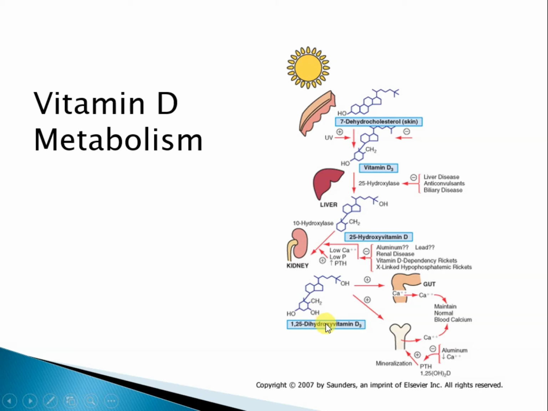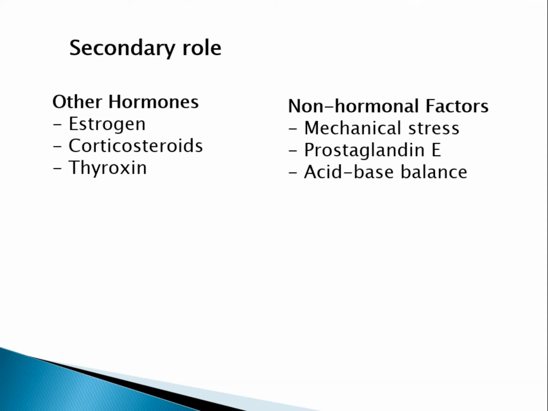After the activation in the liver and the kidney, the active form of vitamin D has three main target organs. Those are the gut, GIT, the bone, and the kidneys. So we will discuss briefly what the active form of vitamin D does to these three organs. A secondary role for vitamin D is that it activates other hormones such as estrogen, corticosteroids, thyroxine. As previously discussed, vitamin D is not a cofactor; it is a hormone.